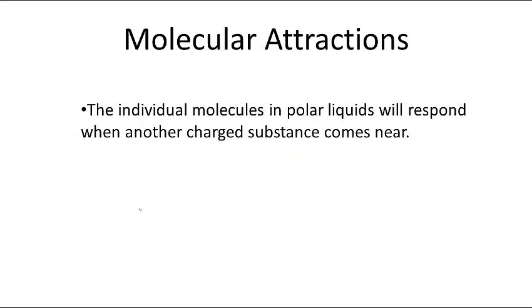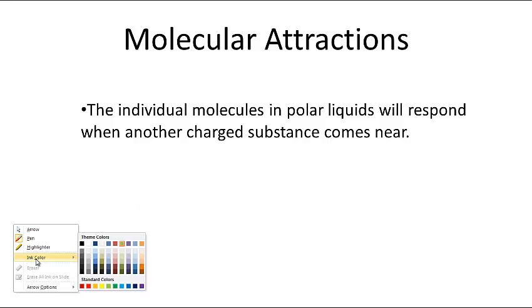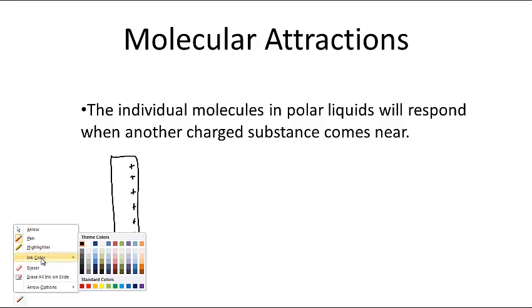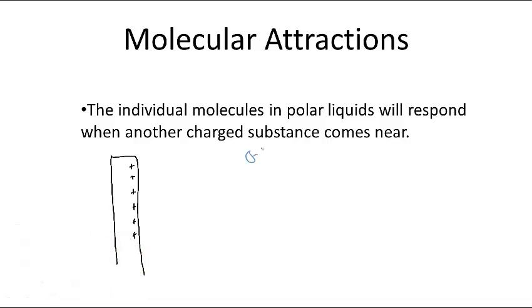So the individual molecules in polar liquids will respond when another charged substance comes near. So if I draw the wand, let's say positive, positive, positive, because we've removed the electrons with the cloth. Well, when a water molecule comes, if I have this water molecule over here, as it moves close, the O in the water with its partial negative charge is going to be attracted to the positively charged wand, and the H's are going to be repelled, so the water ends up becoming attracted to the wand. And that would be true of any polar substance.